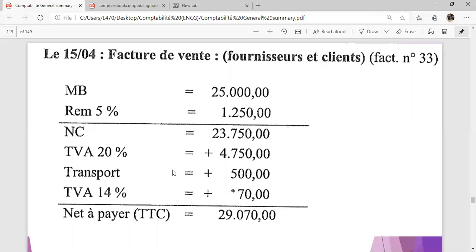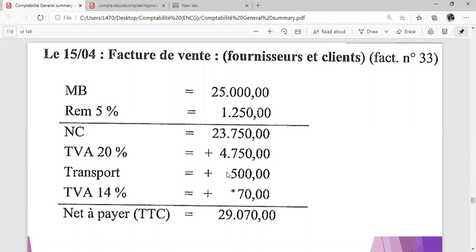Then we have transport. The transport figure was given to us as 500, and we have 14% to be charged strictly onto the 500. This is why we don't add these two figures in advance. If we add the net commercial and the transport in advance, then add the 20% and the 14% and treat it onto the total of the net commercial and the transport, in this case, it will be wrong.